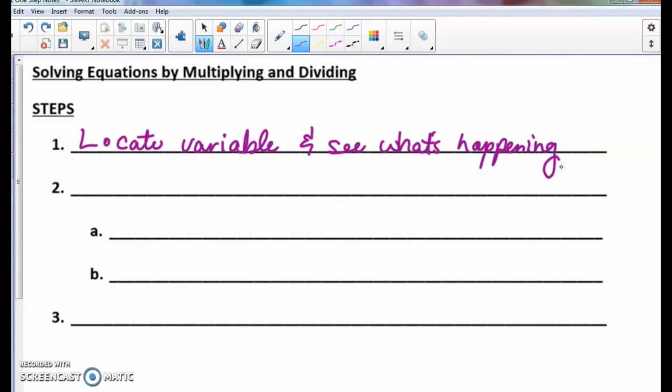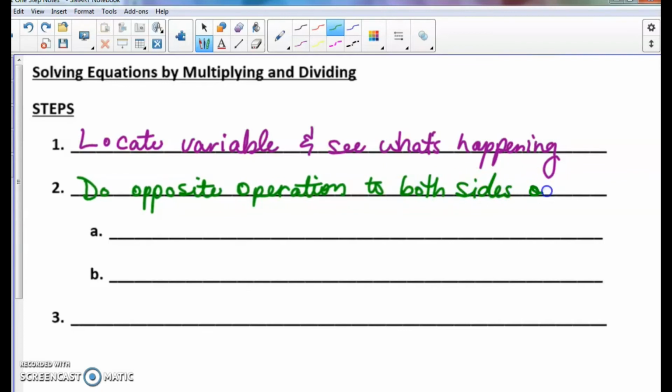Step 2 for this one is to do the opposite operation to both sides of the equation. I'm just going to put an equal sign because we know the equal sign means it's an equation. Once again, you don't have to write it this way if you don't want to. You can do stars, you can do bullets, whatever you want to.